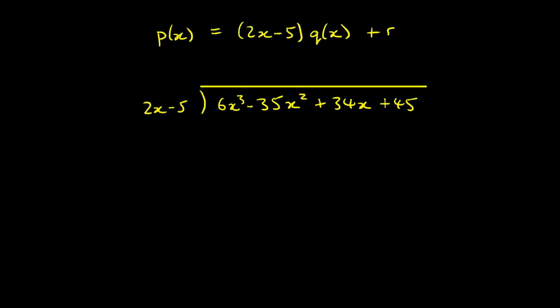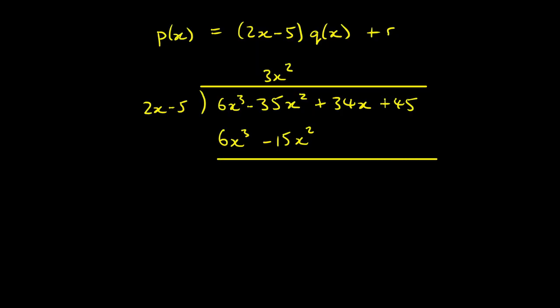Now, how do we do that? Firstly, we take the leading term, 6x cubed, and we divide it by 2x. If we do that, what we will get is 3x squared. So I'll write that here, 3x squared. We then take that 3x squared and we multiply it by this whole divisor. Okay, so if we do that, we will get 6x cubed, because 3x squared times 2x is 6x cubed, minus 15x squared. Okay, so that's that first step.